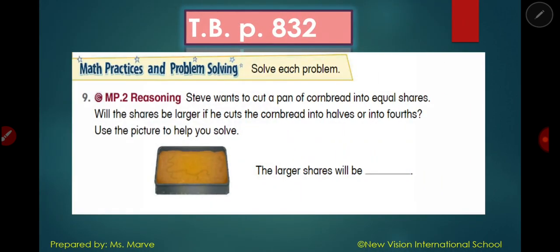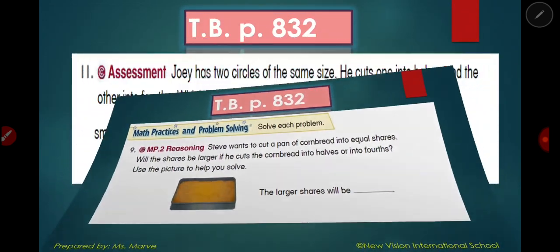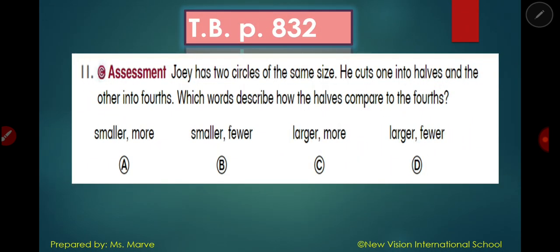Now let's move to our page 832. We are going to solve each problem. Number 9. Steve wants to cut a pan of cornbread into equal shares. Will the shares be larger if he cuts the cornbread into halves or into fourths? Use the picture to help you solve. The larger shares will be what? Is it for the halves or for the fourths? Think of it.